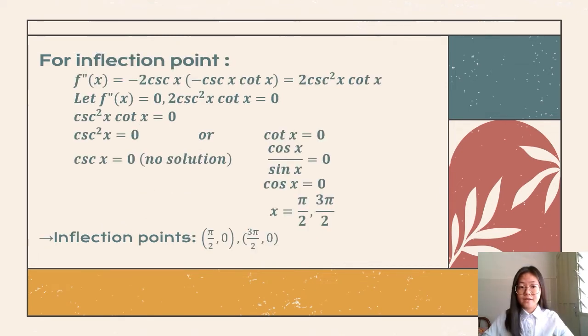Besides, we have to find the inflection points of this function. So we have to find the second derivative of this function, let it equal 0 and solve for it. Therefore, we know that cosecant x is equal to 0, which means no solution, and x is equal to pi over 2 and 3 pi over 2. Hence, we will get the inflection points as shown.